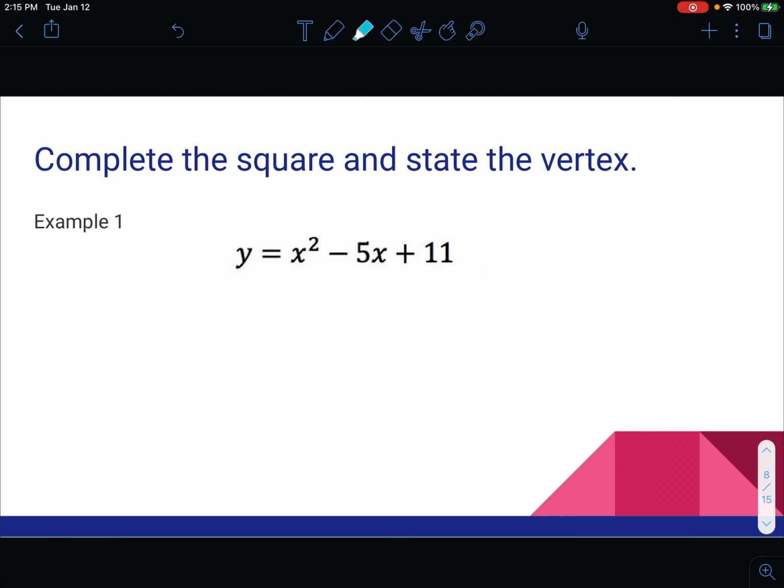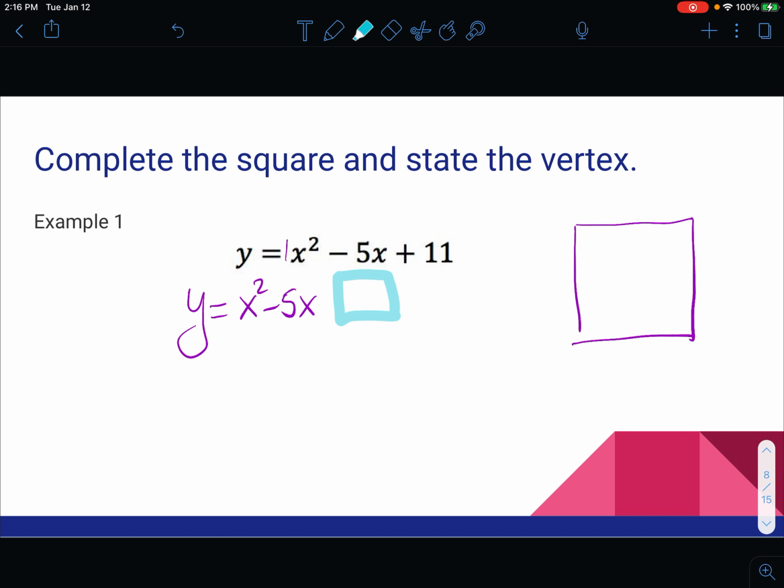Okay, let's keep going. Complete the square and state the vertex. Same thing here. Notice we have the 1, so we can go right into figuring out that special number. So y equals x squared minus 5x, plus something, plus 11, and then remember I need to take that something away so that I can make sure I'm balanced.